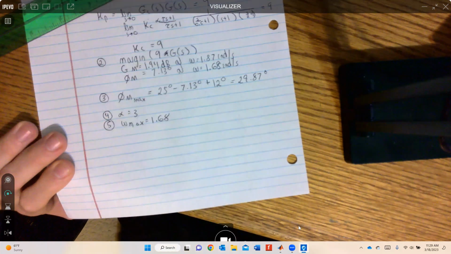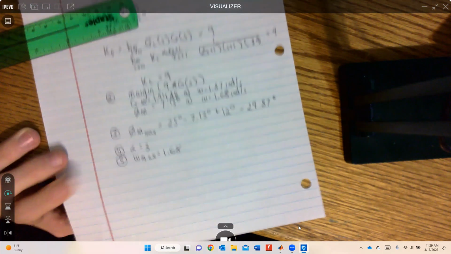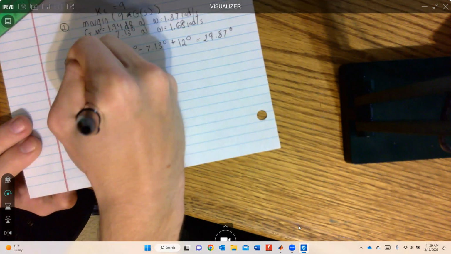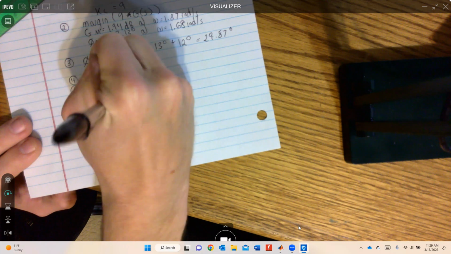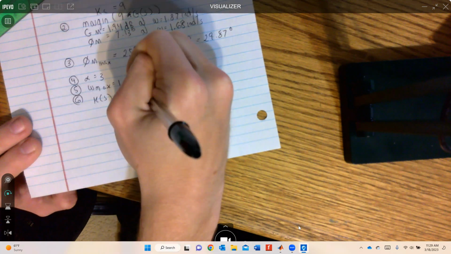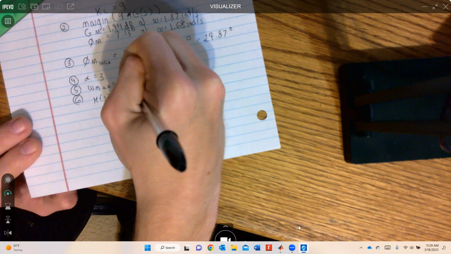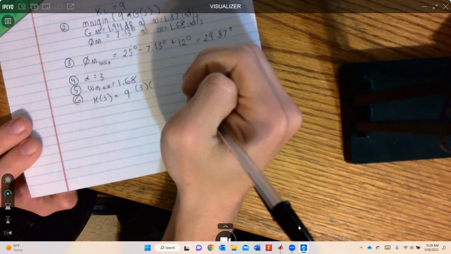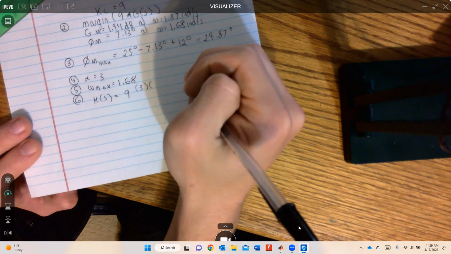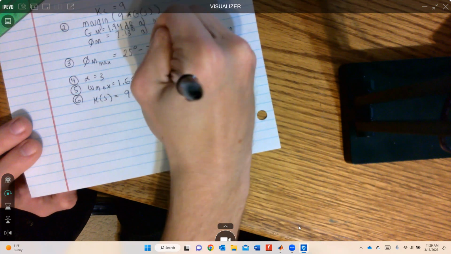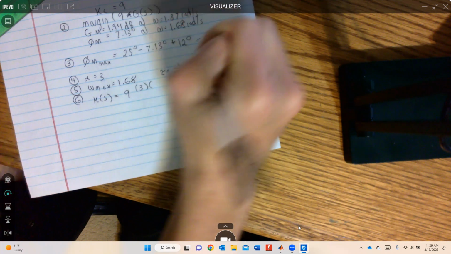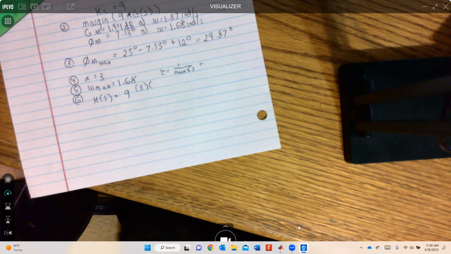Okay. Now that we know that, we need to draw the Bode plot for the compensated response. So our compensator is basically K of S. The Kc is 9, and then we're going to have our alpha, which is 3, times tau. We need to determine tau from our omega max. Remember, it's 1 divided by omega max square root of alpha. So that's going to give us tau equal to 1 divided by 1.68 times square root of 3.